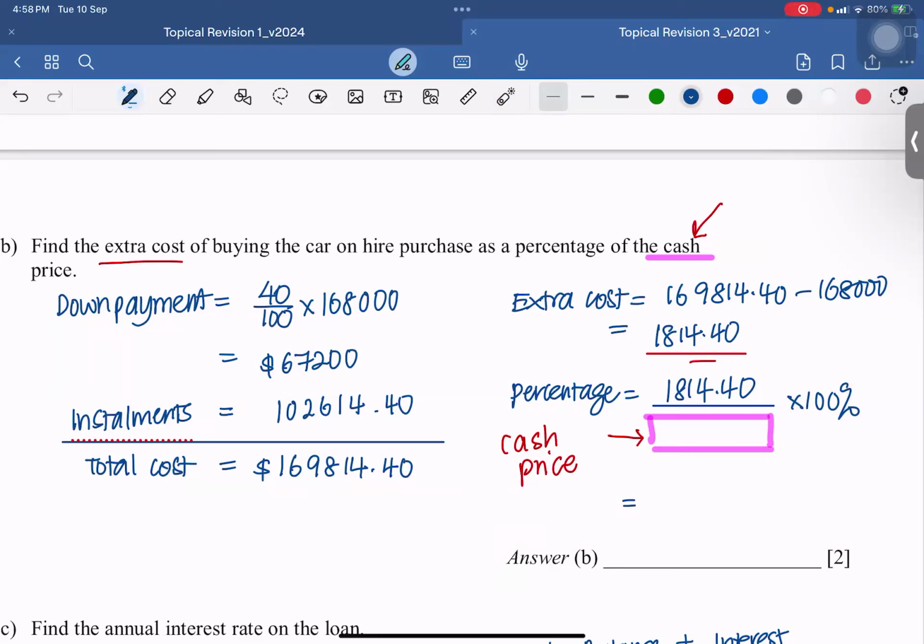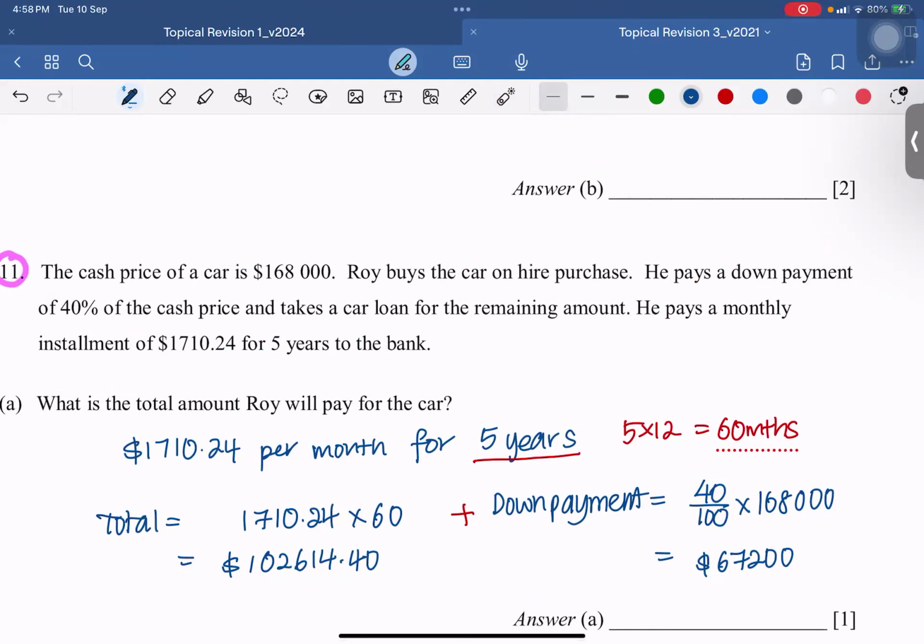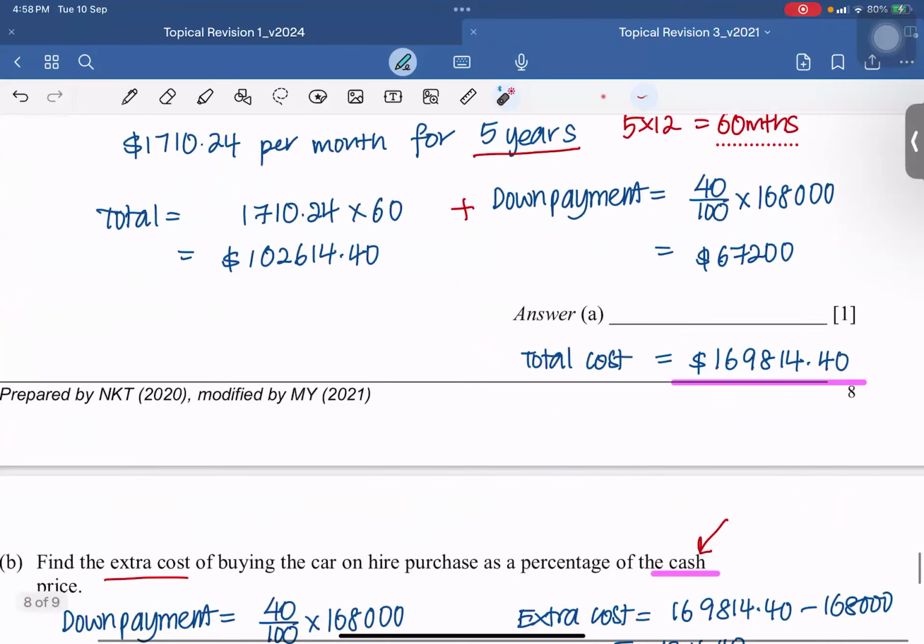Nobody give me an answer. Okay, I'm going to wait. What is the cash price? Y'all don't know what's the cash price? What did they say, the cash price? Question, cash price. What's the cash price? Hello? Ayo.